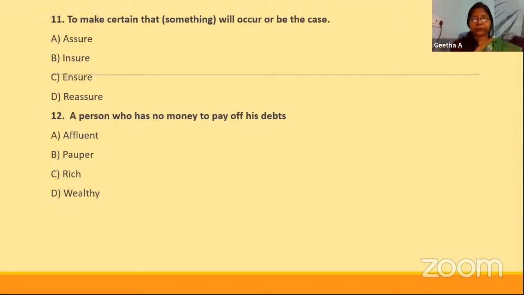So we have most of you saying ensure. Keep trying. Others also keep trying. So we'll just move on to the next one. A person who has no money to pay off his debts. The choices are affluent, pauper, rich, and wealthy.